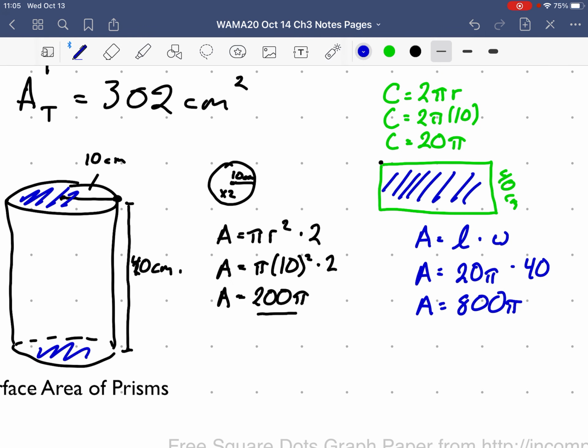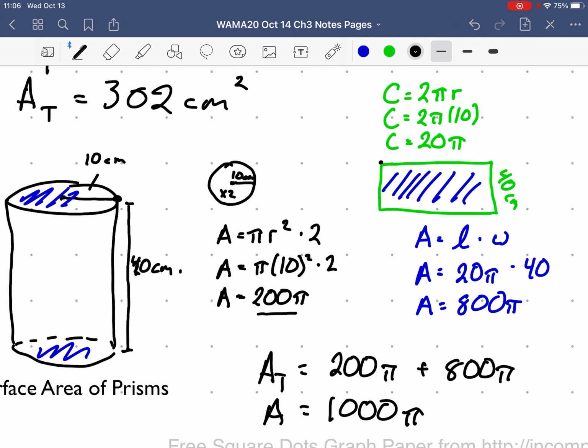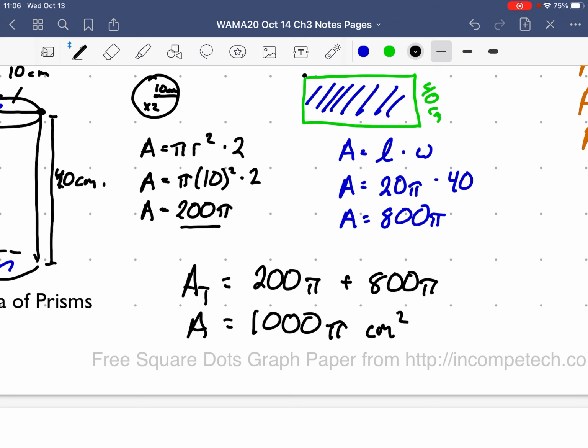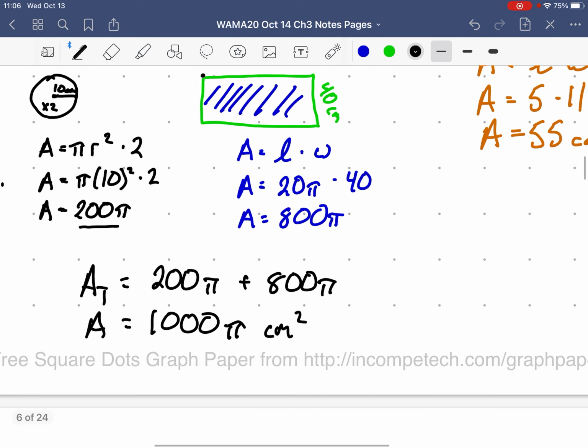So the area of the, we call it the, I forget the proper name for it, this wraparound face. So this wraparound face, the area of this is 800 pi centimeters squared. The area of the top and the bottom is 200 pi centimeters squared. So the total area for this will be 200 pi plus 800 pi. The area total is equal to 1,000 times pi, and that'll be centimeters squared.